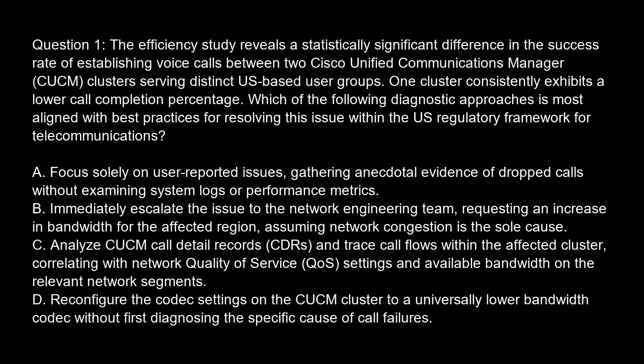Option C. Analyze CUCM call detail records, CDR, and trace call flows within the affected cluster, correlating with network quality of service, CoS, settings, and available bandwidth on the relevant network segments. Option D. Reconfigure the codec settings on the CUCM cluster to a universally lower bandwidth codec without first diagnosing the specific cause of call failures.